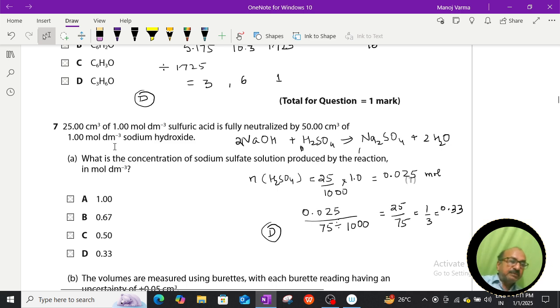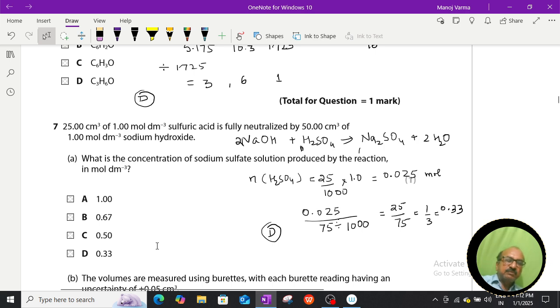But you have mixed 25 centimeter cube and 50 centimeter cube, so the total volume becomes 75 centimeter cube, but this should be in decimeter cube, so divide by 1000. So this will be the concentration of sodium sulfate, and that gives me 1/3, which is 0.33. So D is the correct answer.